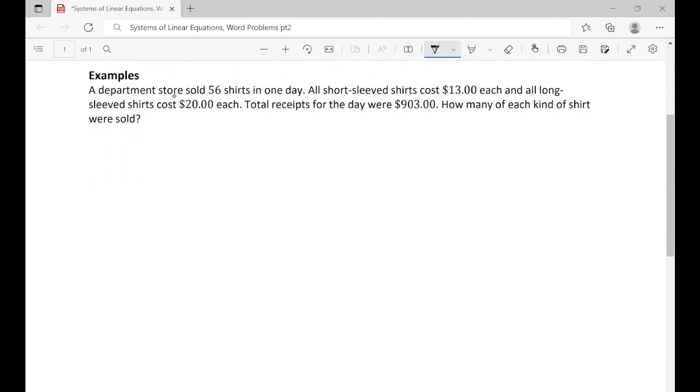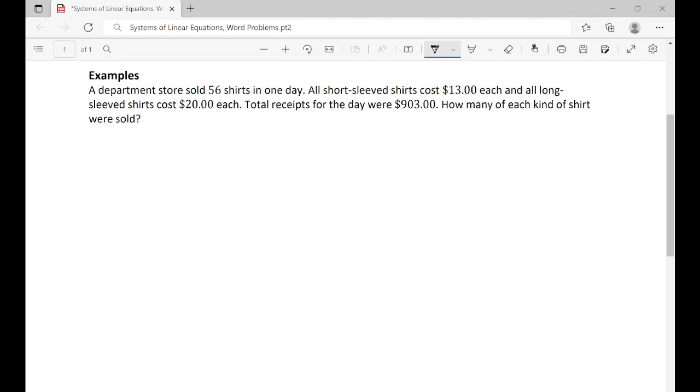So a department store sold 56 shirts in one day. All short sleeve shirts cost $13 each, and all long sleeve shirts cost $20 each. The total receipts for the day were $903. How many of each kind of shirt were sold?